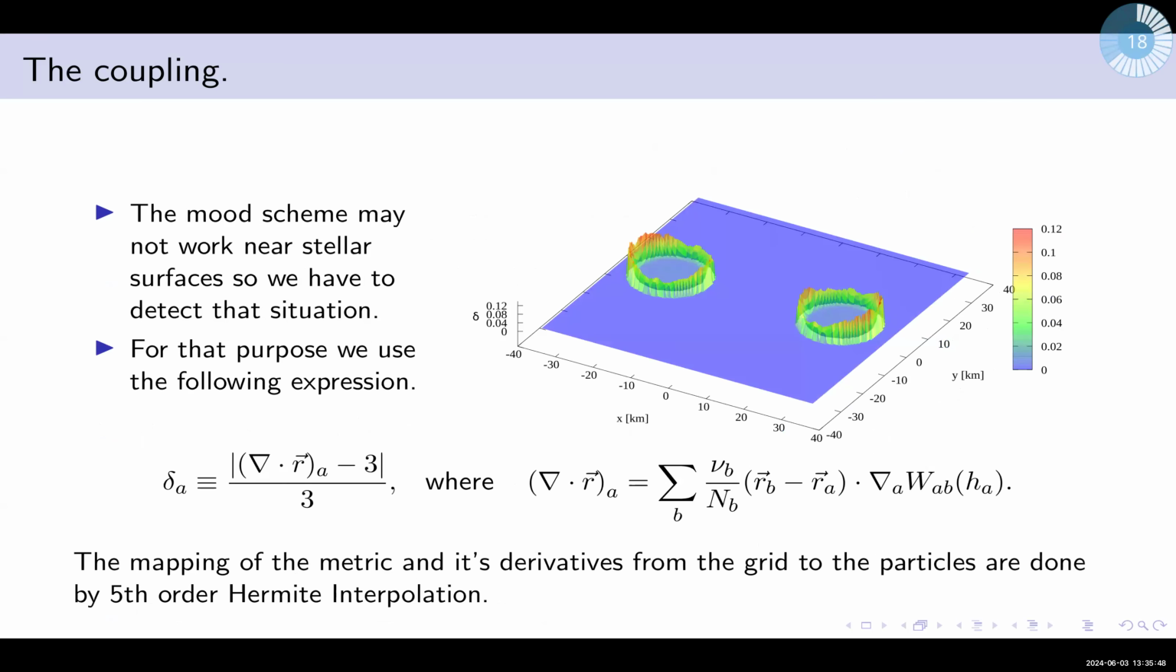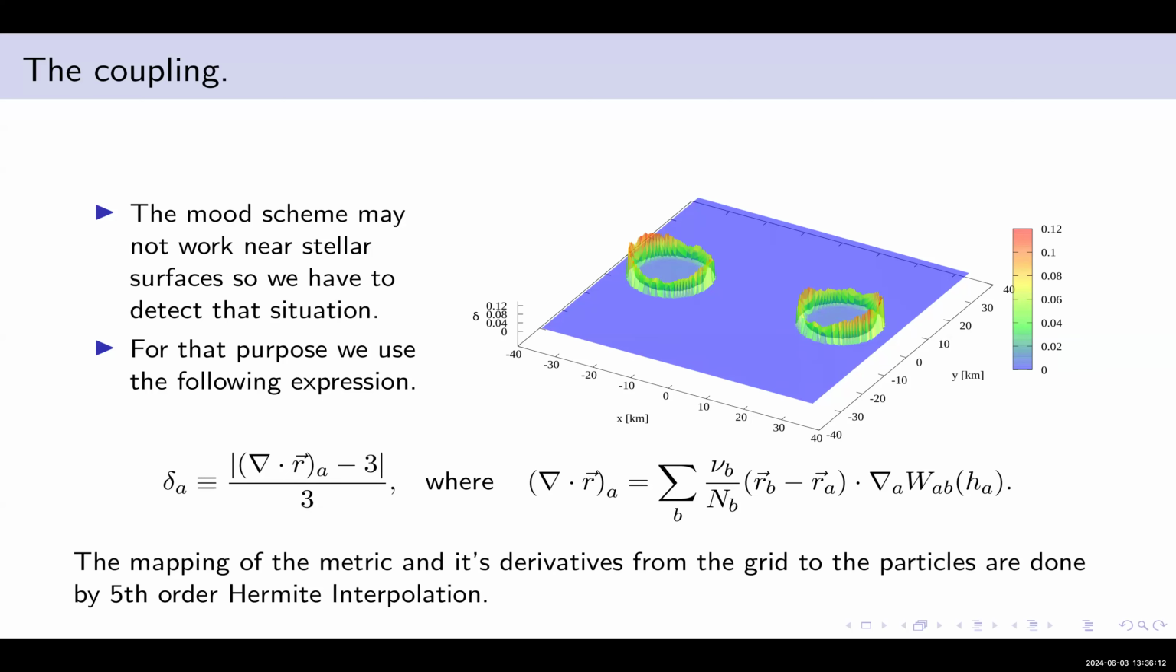So that's the main idea. We calculate these at different orders, and then we look at the errors and choose the one with the best error. Unfortunately, that doesn't quite work near the surface of the star. So we need another way of detecting the surface of the star. And we came up with this expression here.